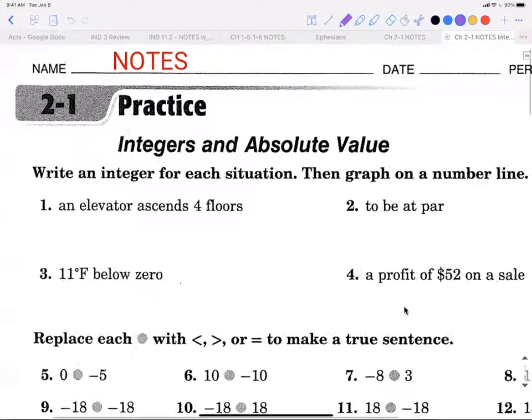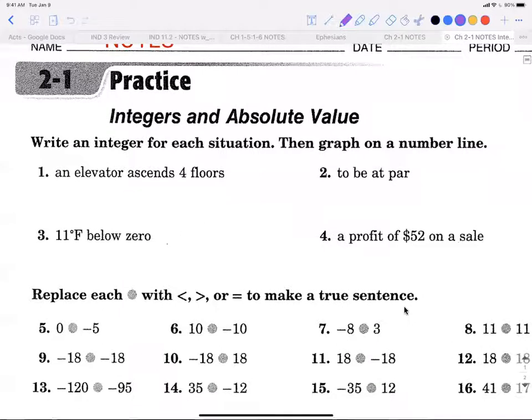So the first part of your homework, and you don't have to write these sentences out. I think this part will be pretty straightforward. We're going to take a sentence and decide if it represents a positive integer or a negative integer. So, an elevator ascends 4 floors. Anybody know what ascend means? Bella? Yeah, it goes up. So if something is going up, it's going in the positive direction.